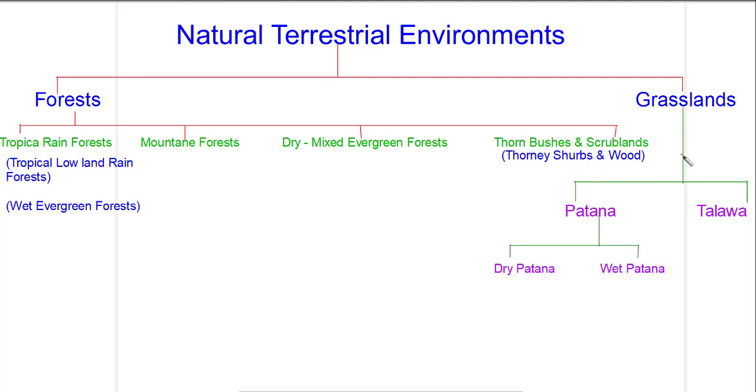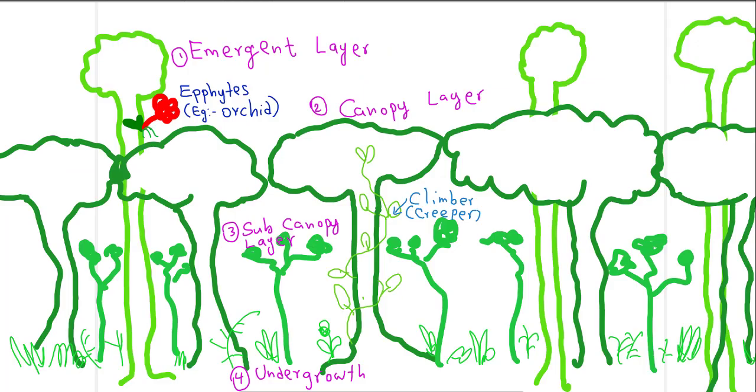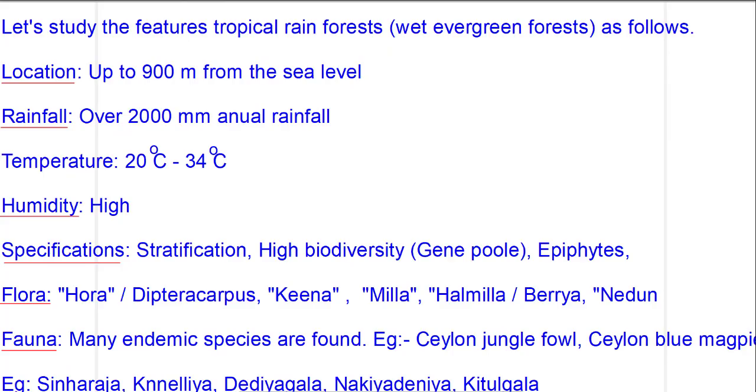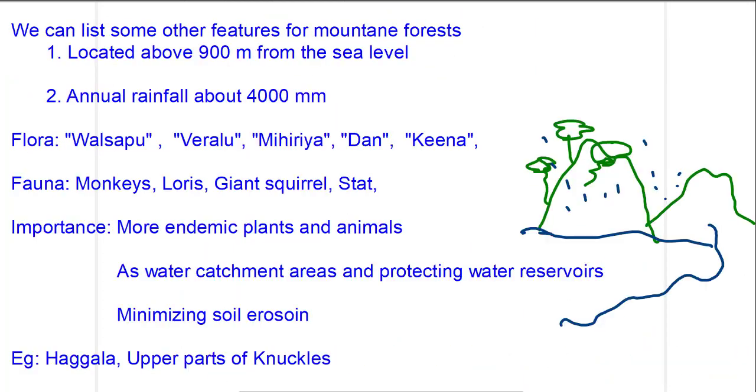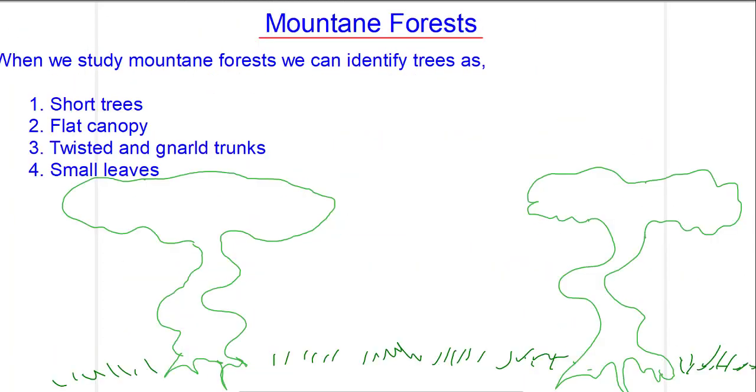And the grasslands we can consider as the Patana and the Talawa. The Patana we can get as dry Patana and wet Patana. We will discuss what the difference is between the Patana and the Talawa next week, with more details. Okay?